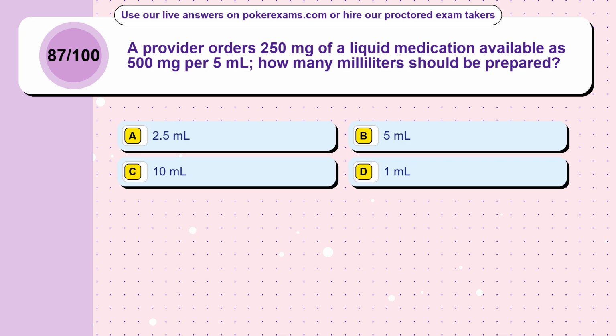Question 87. A provider orders 250 mg of a liquid medication available as 500 mg per 5 ml.